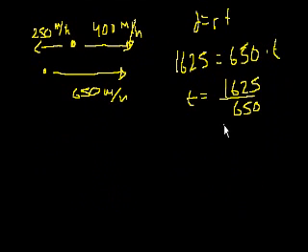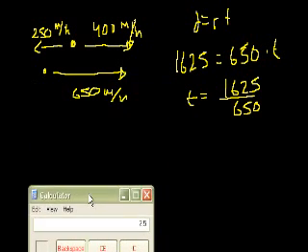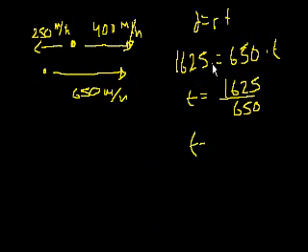Well, we could divide the top and the bottom by 25, right? Let me just get my calculator. 1625 divided by 650 is equal to 2.5. So time, and we were doing everything in miles per hour, so time is going to be equal to 2.5 hours. That's choice A.